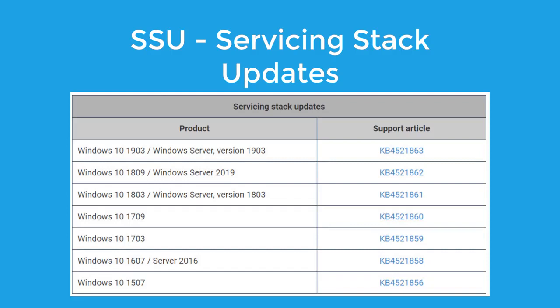Each of these KB articles goes with the feature update of Windows 10 that you have installed. Windows 10 has different feature updates. It started out with 1507, then the next was 1607, then 1703, and so on. So you need to find out which feature update you have installed, and based on that, you can download the KB article and install it. Chances are that will fix your issue.